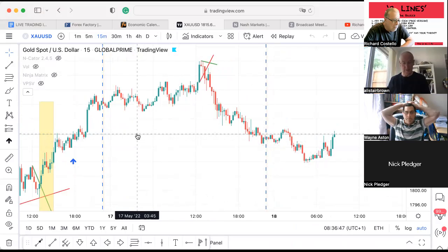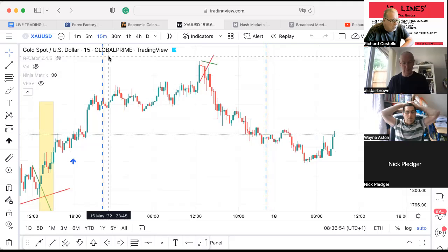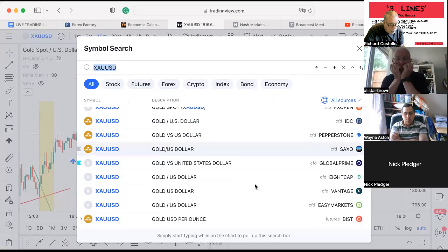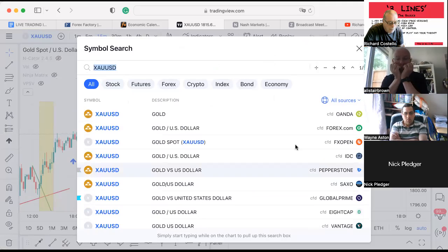First of all, as you can see, I use TradingView, and I use a broker feed called Global Prime. If you click on the symbol search and type in XAU USD, which is gold, you'll see there's a choice of broker data feeds. There are quite a few, and they come from different brokers: Oanda, Forex.com, FX Open, IDC, Pepperstone. I choose Global Prime for no particular reason other than the fact I'm not with any of these brokers.